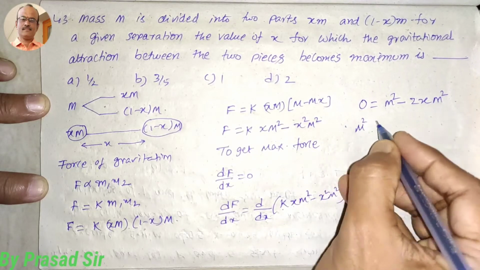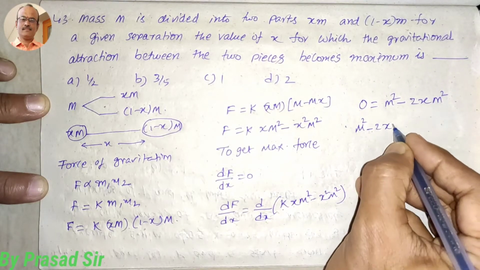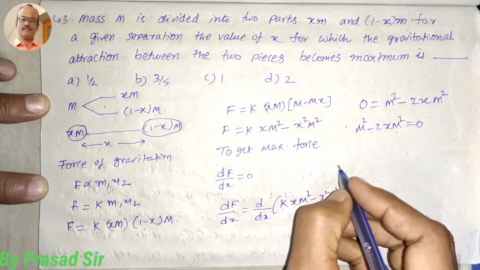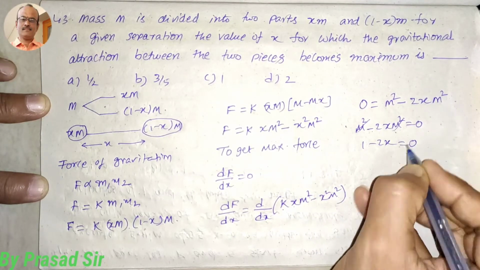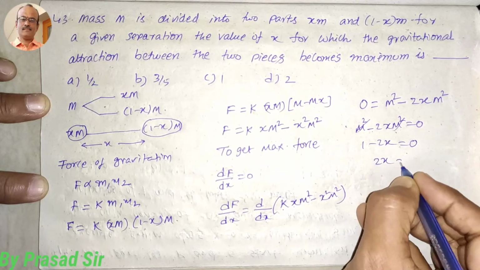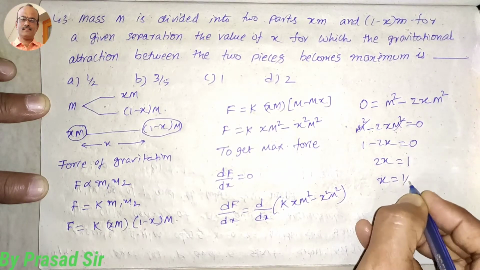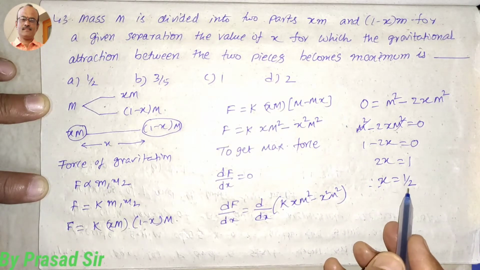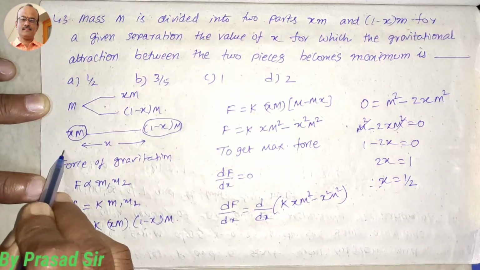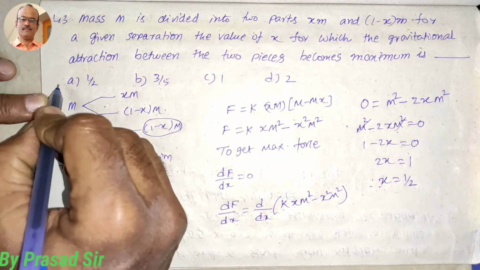So that means m square minus 2x m square is equal to 0. M square times (1 minus 2x) is equal to 0. So 2x is equal to 1, x is equal to 1 by 2. So at this particular distance, the force of attraction between these two particles is maximum. So that's why the option is A.